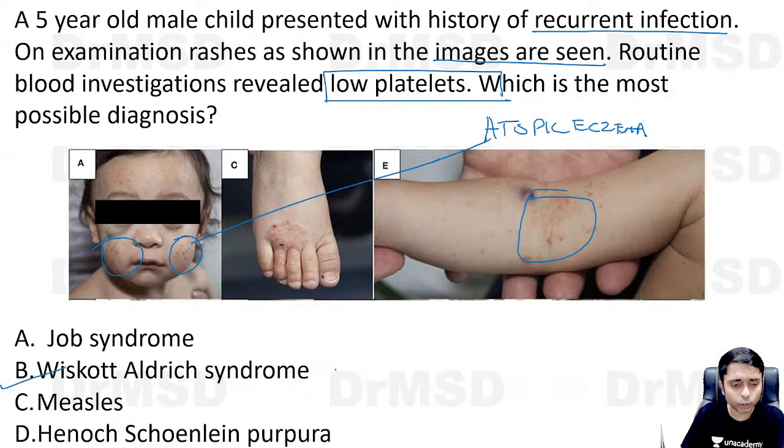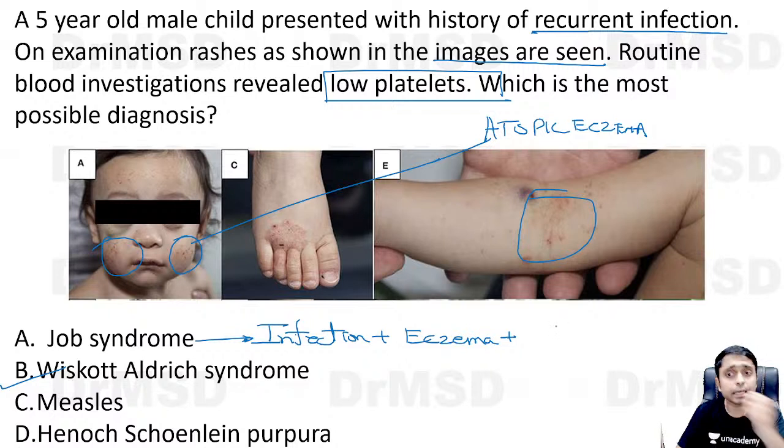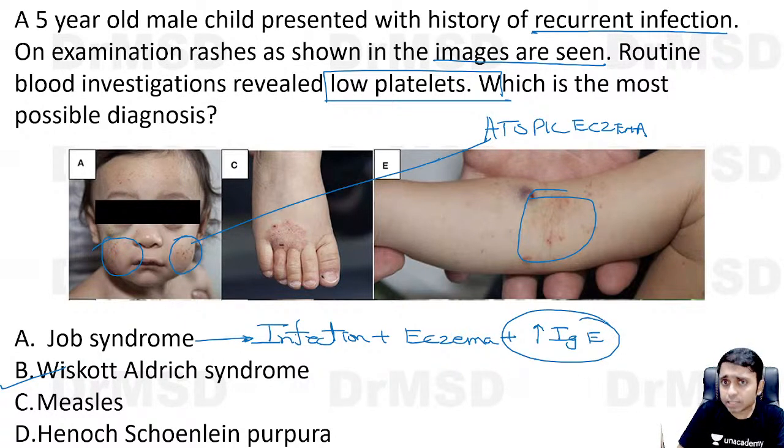I will tell you a simple mnemonic to remember Wiskott-Aldrich syndrome, but before that, Job syndrome was a very close differential. If there is recurrent infection along with eczema, and instead of low platelets, the question mentioned elevated IgE levels in the blood, the answer would have been Job syndrome.